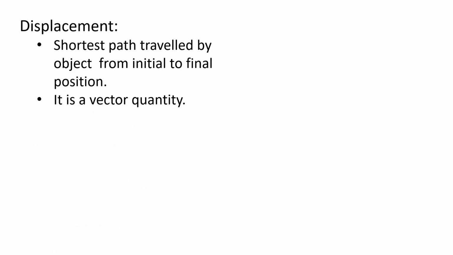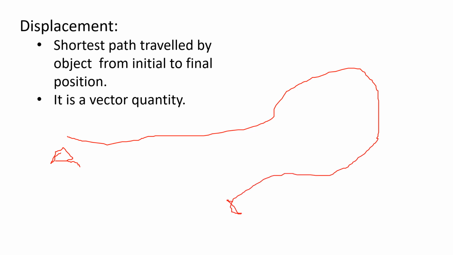Now we learn what is displacement. When an object moves from position A to B, what is displacement? Displacement is the shortest path. When the object moves from A to B, the shortest path is this. That is called displacement.